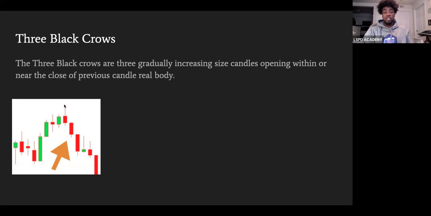So you'll see the gradually increasing, right? Small, medium, large, boom, roll over. We see price continues to roll over to the downside, right? So just three gradually increasing bearish candles, right?